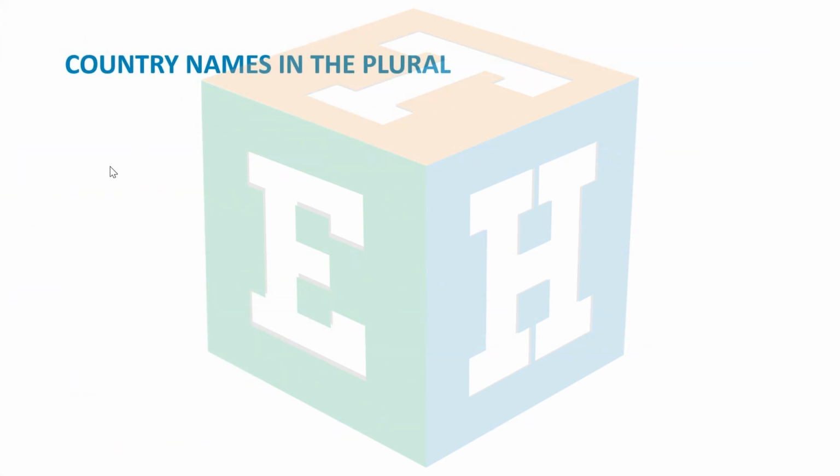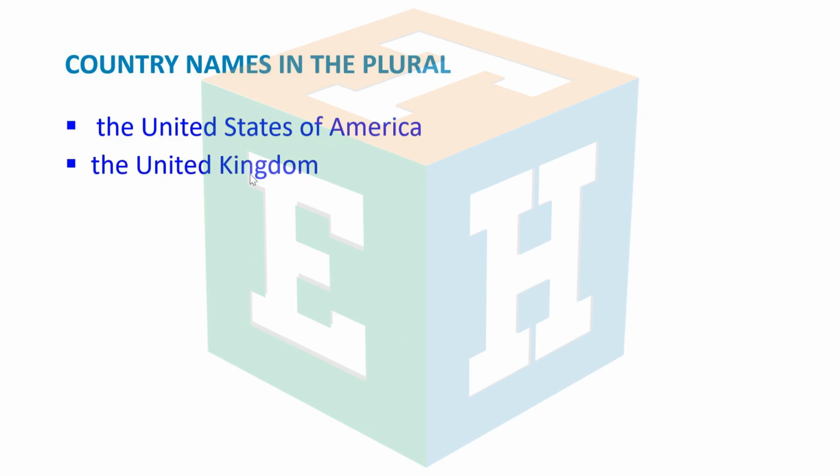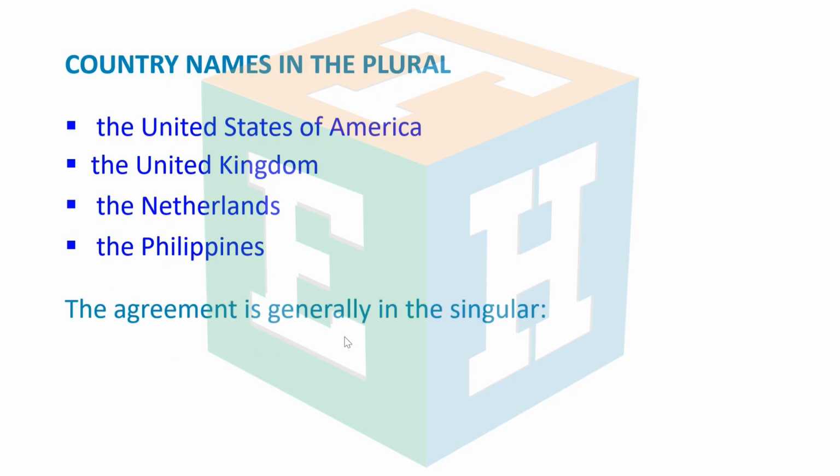Country names in the plural. The United States of America. The United Kingdom. The Netherlands. The Philippines. The agreement is generally in the singular. The USA is a very big country.